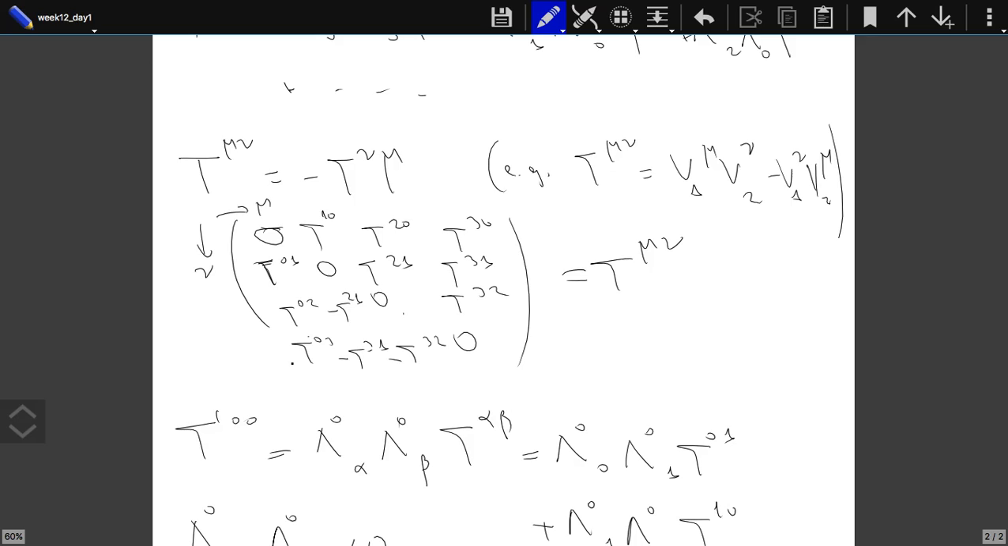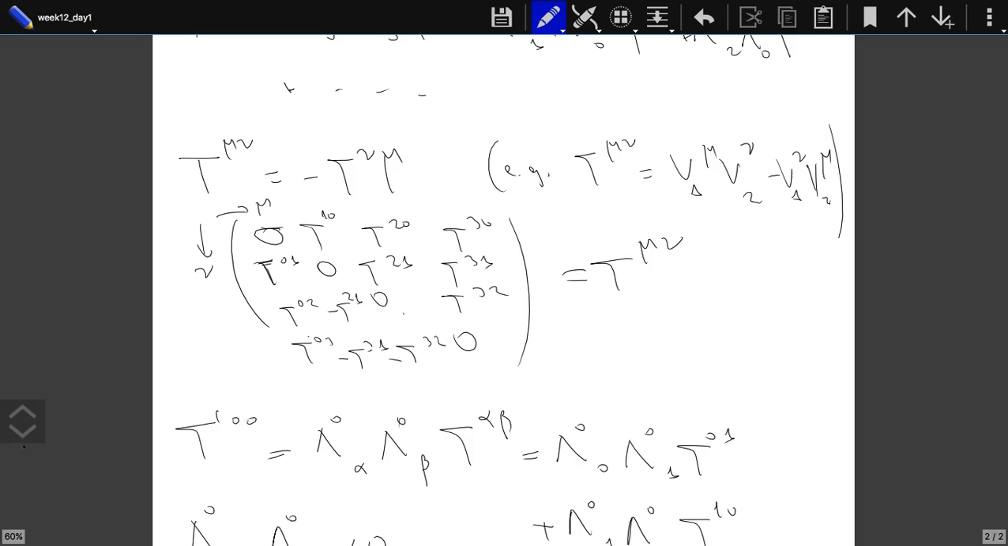This is mu equal to 1. This is mu equal to 2. This is mu equal to 3, this column. This row is nu equal to 0, nu equal to 1, nu equal to 2, and nu equal to 3. And the entries, since it's antisymmetric, the entries over here and over here are related by a minus sign.